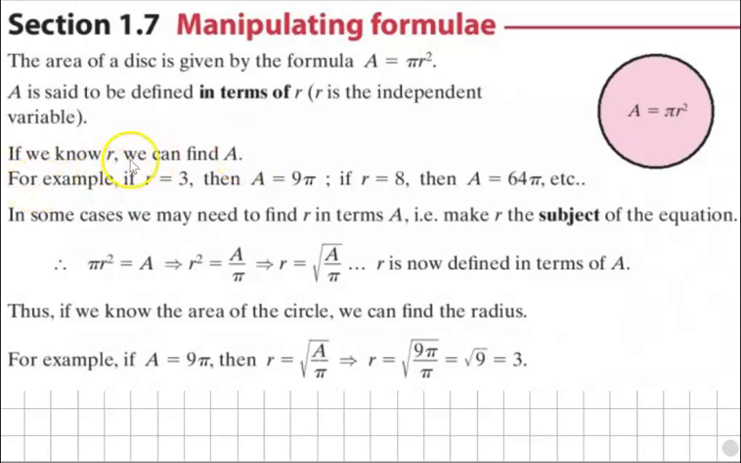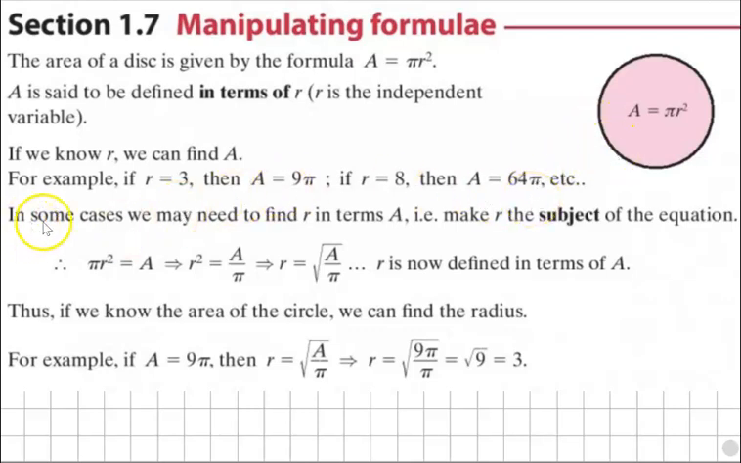For example, if r is equal to 3, so if the radius of the circle is 3, then A is going to be equal to 9 pi, because 3 squared is 9, and 9 multiplied by pi is 9 pi. If r is equal to 8, if the radius is 8, then A is going to be 8 squared, which is 64, multiplied by pi, which is 64 pi, etc.